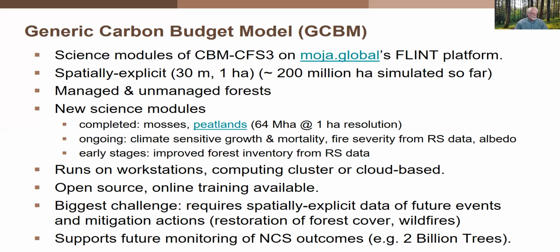The biggest challenge for projections is that we require spatially explicit data of future events and where the mitigation actions are implemented. This is, again, not a challenge when we deal with restoration of forest cover and afforestation. It is a challenge when it comes to forecasting where future wildfires might occur. The big advantage of having a spatially explicit framework is that we will be able to support the future monitoring of the outcome of natural climate solutions, such as the 2 billion tree program that was just launched in Canada.